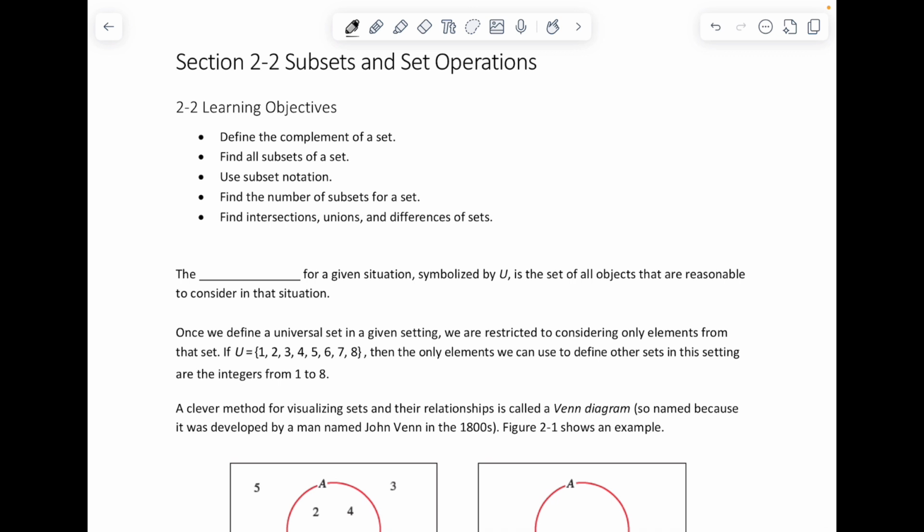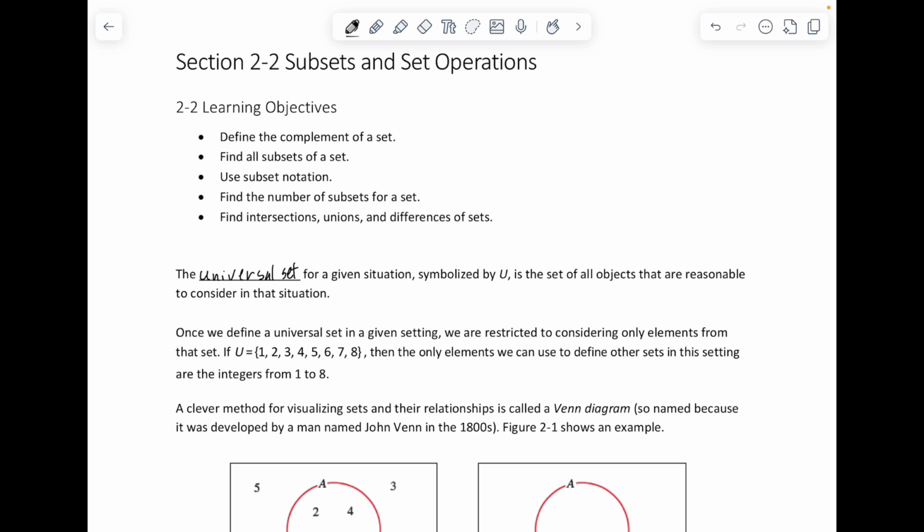So let's dive in. Let's define a term here, the universal set. The universal set for a given situation, which is symbolized by a capital U, is the set of all objects that are reasonable to consider in that situation. Once we define a universal set in a given setting, we are restricted to considering only elements from that set for that particular problem.